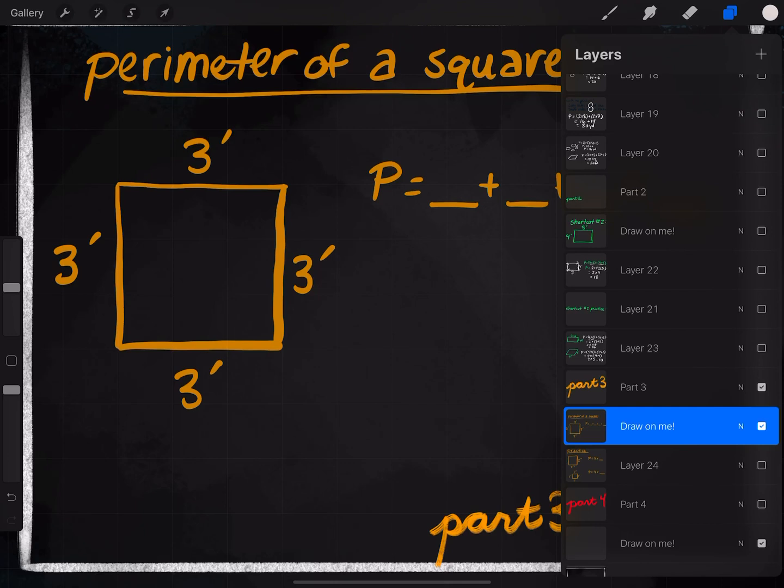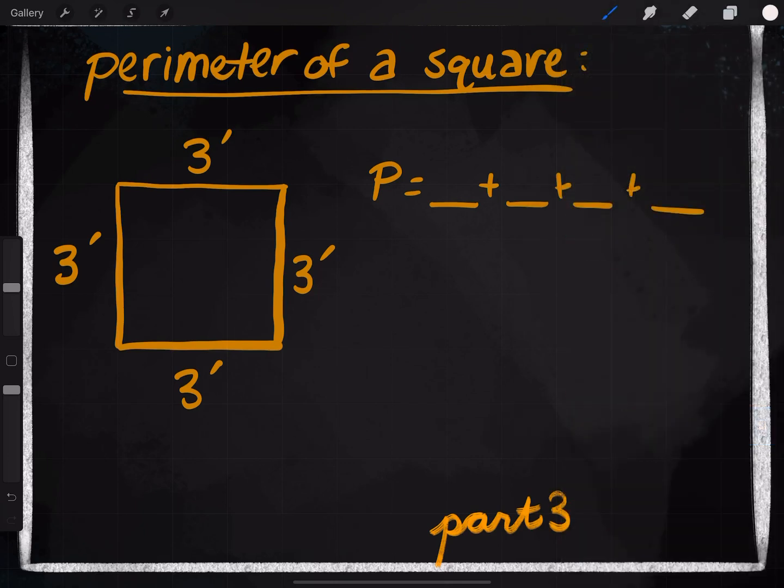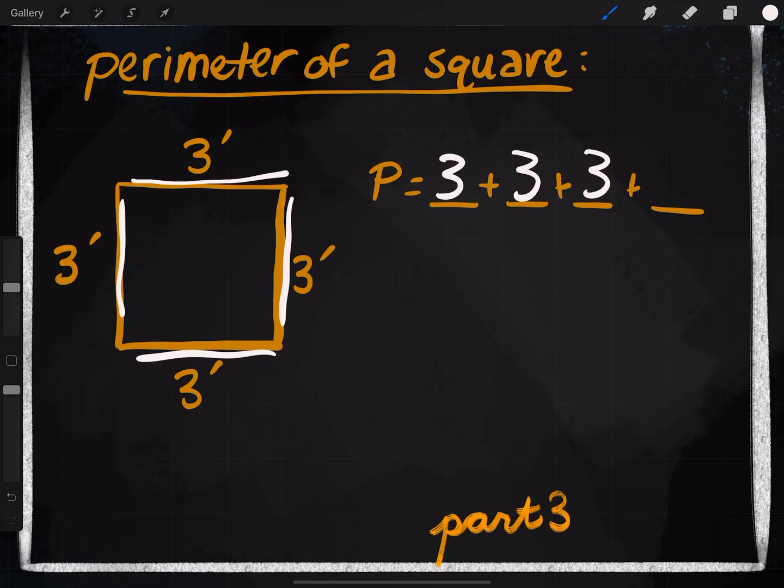Okay, this last part is the perimeter of a square. So here we're going to add all 4 sides again. 3 plus 3 plus 3 plus 3. You might notice every side is the same length, so you can also say that it's 4 times 3, which is the same thing as 12. So we have 12-foot perimeter for this one.